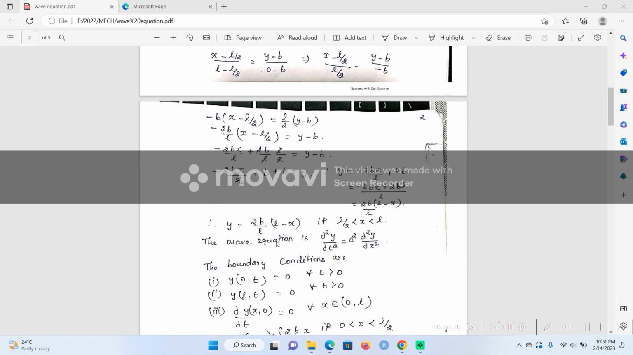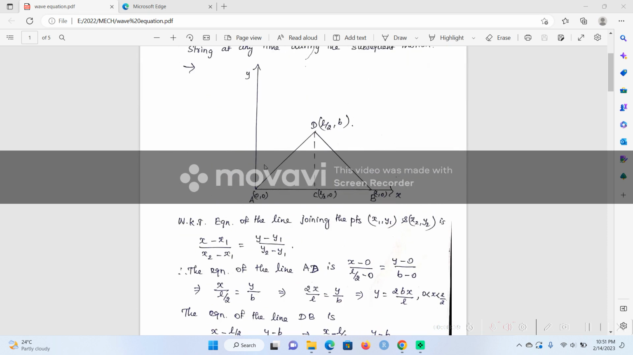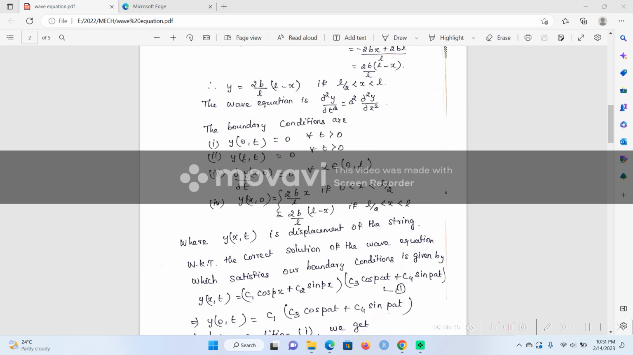So we know that the wave equation is ∂²y/∂t² = a² ∂²y/∂x². So this is our wave equation. We are going to solve this wave equation to find the displacement of our given string at any given point x. So for that we have to assume the boundary conditions.